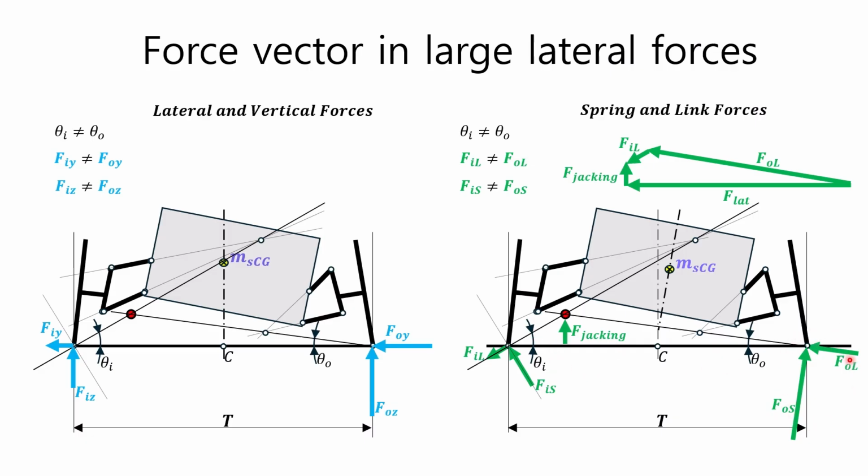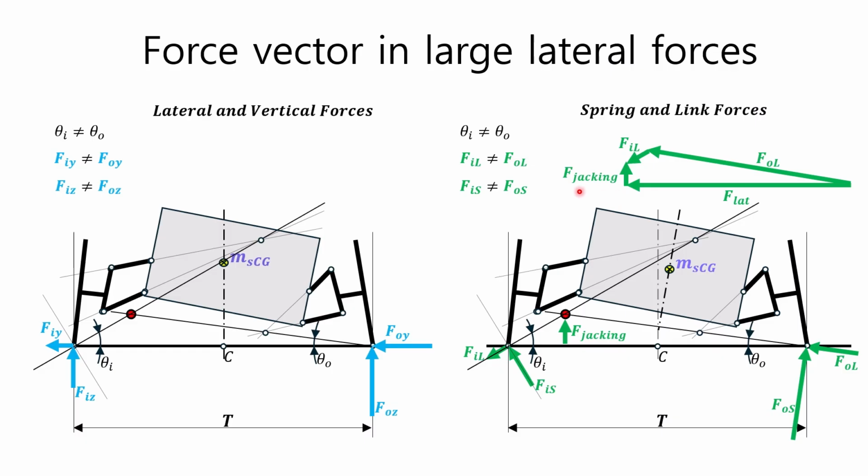If we construct the force vector using all the forces acting on the links, excluding the spring forces FIS and FOS, it will have a rectangular shape as shown in the upper right figure. Therefore, we can confirm that a jacking force acts on the kinematic roll center. The jacking force appears because the vertical components of FIL and FOL are different in magnitude and opposite in direction.